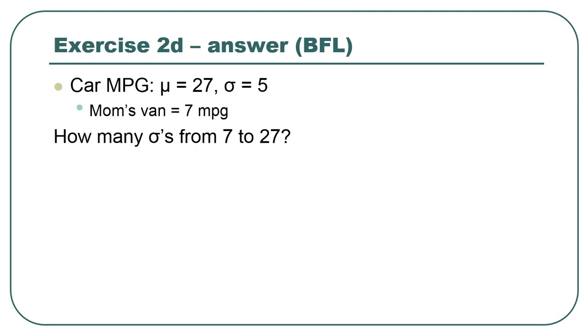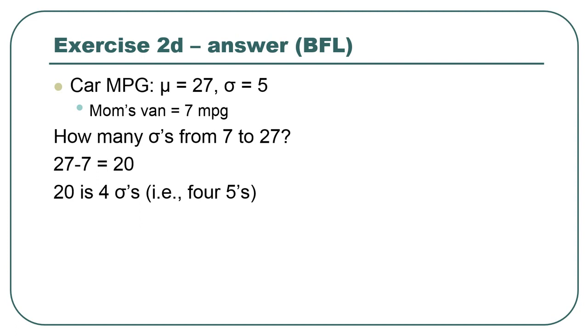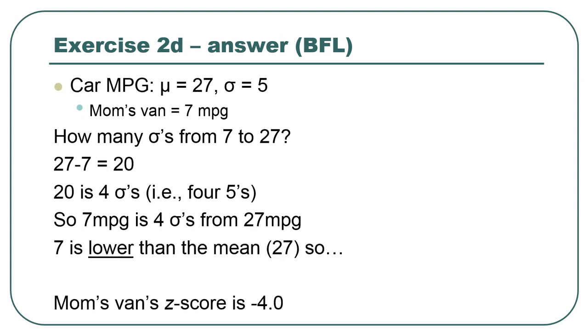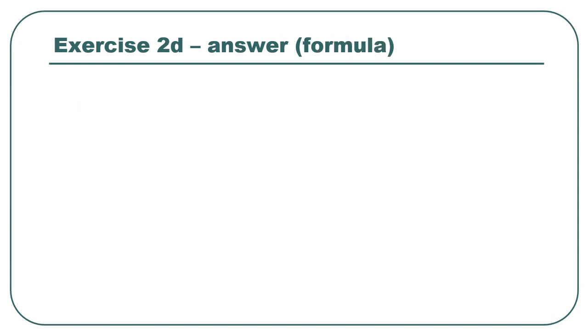Final one, mom's van, 7 miles per gallon. There are 20 units or points from the mean down to x, which is what we're trying to figure something out about, to mom's actual van, 7. So 20 points, that's 4 standard deviations. 4 standard deviations is ridiculously far from the mean. That's an extremely unlikely point in most distributions. So 7 miles per gallon is 4 standard deviations. So mom's van's z-score in this distribution is negative 4.